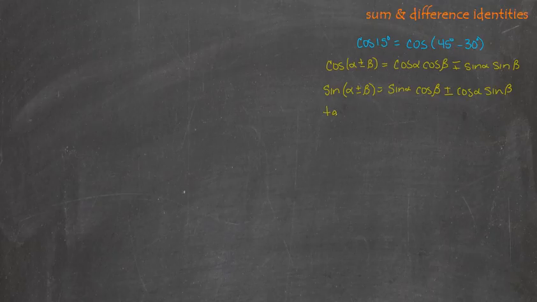And then there is a tangent form. And the tangent form is tan alpha tan beta. It's a fraction. Tan alpha plus or minus tan beta over 1 minus plus, so the opposite sign, tan alpha tan beta.